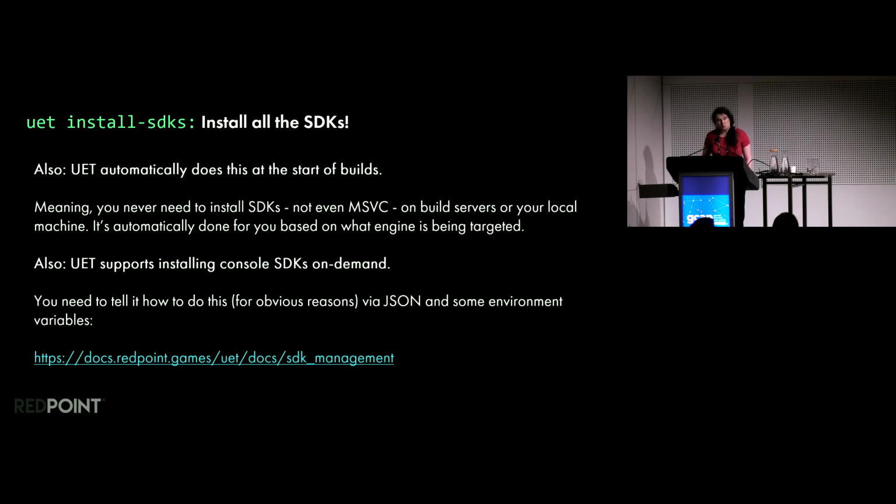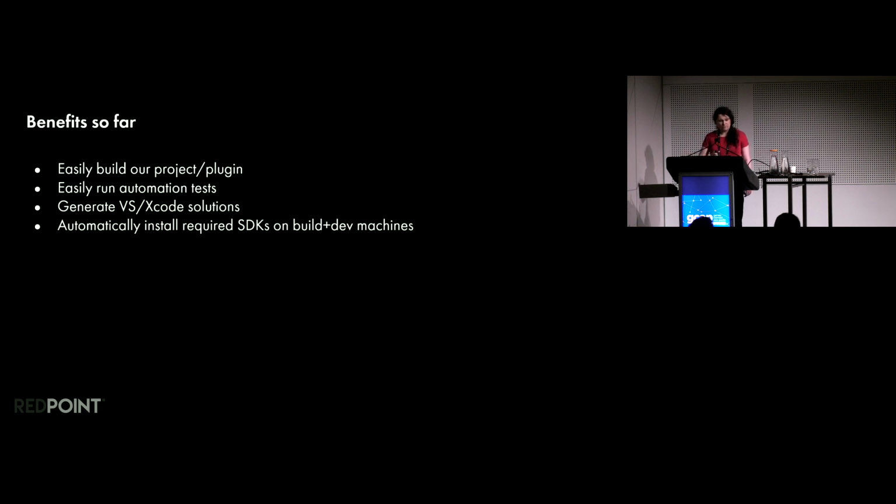It also does this whenever you run a build, which means you don't have to install Visual Studio or MSVC on your build servers. When UET build kicks off, it'll just go and install the SDKs if it needs them. It can also do it for the console SDKs on demand. Obviously, you have to tell it how to install console SDKs because it can't exactly ship that in an open source project, but there's documentation on how you can set up a JSON file and an environment variable to make sure that all your build servers know how to install the console SDKs on demand as well.